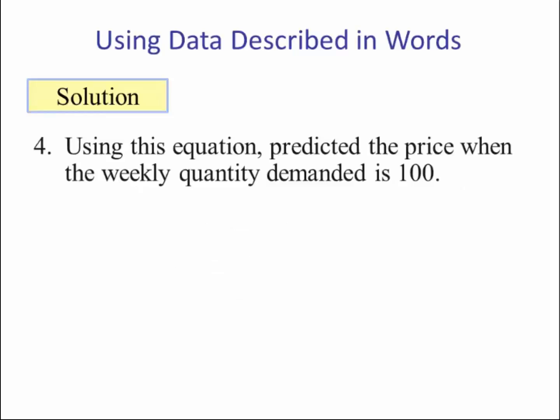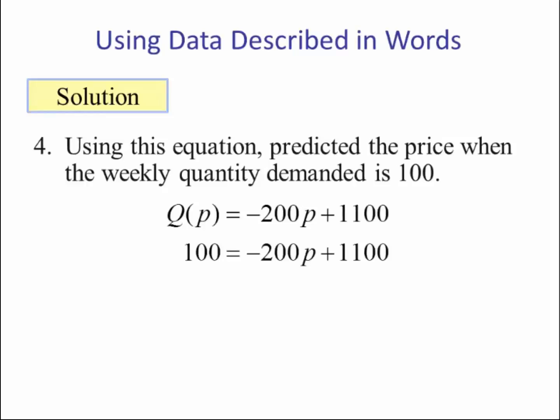Number 4, we're going to predict the price when the weekly quantity demanded is 100. So that means Q of P is 100. We want to solve for P. So we subtract 1100 from both sides. We're left with negative 1000 equals negative 200 times P. Divide by negative 200. Negative divided by negative is positive. And we have that the price is $5.